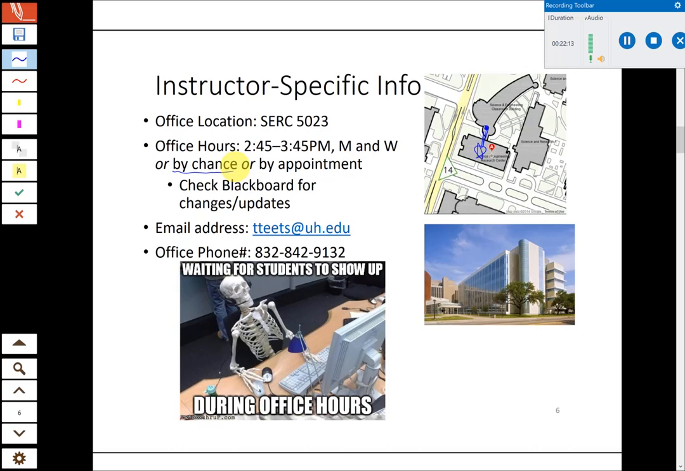But the other good way to do it, if you don't want to worry about not being able to find me and you can't come to the regular office hours, is you can always schedule an appointment. Just send me an email of when you're available to meet, and I'll see if any of those times work for me.